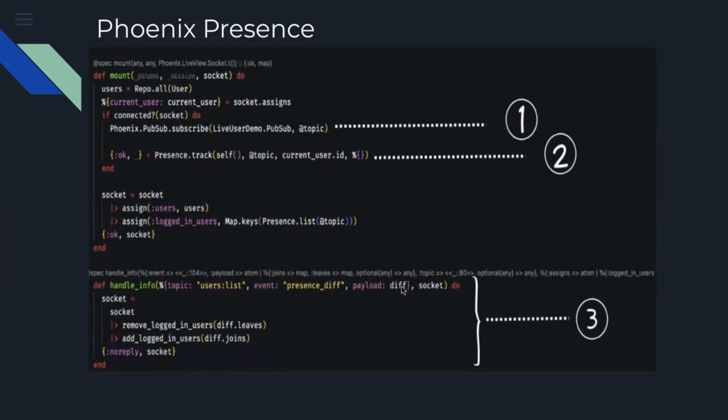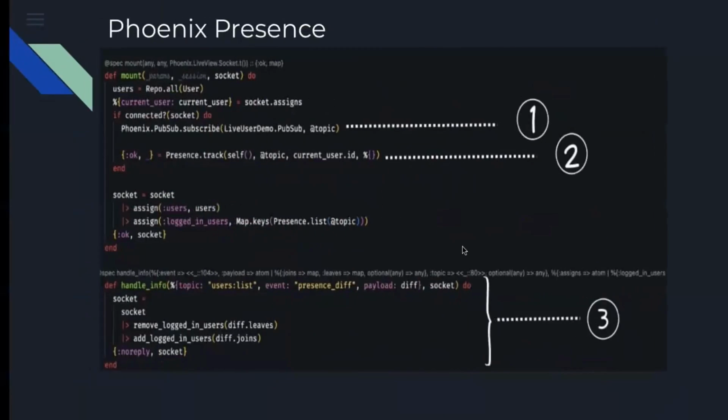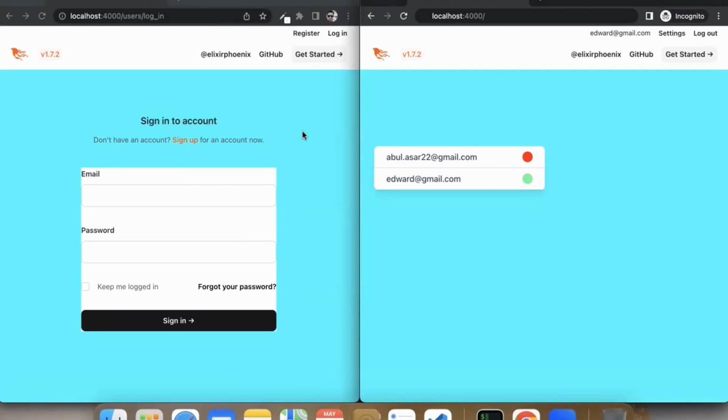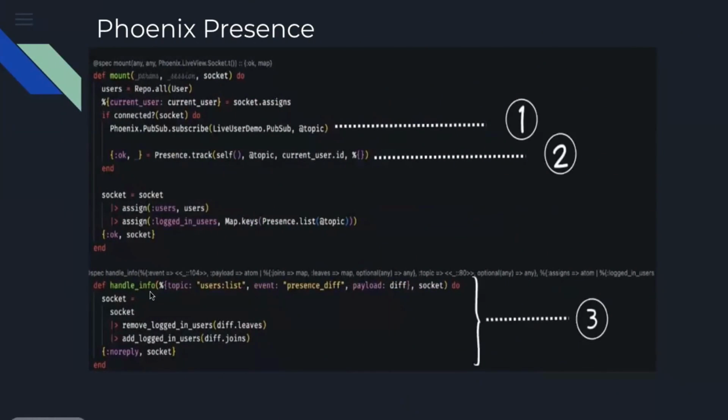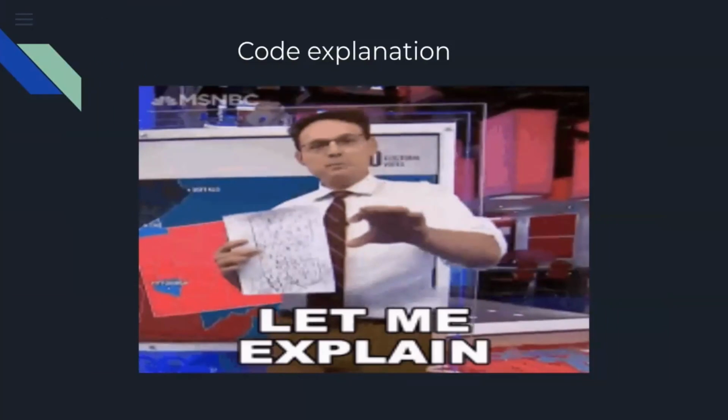This diff is a map which has a list of users who have left the system and a list of users who have joined the system. So as soon as I log in and I'm logged into the system, handle_info will be called, and it will have a list of users who have joined the system. Accordingly, you can use that list of users and assign it to logged in users to see the effect in your system. So this is how Phoenix Presence works.